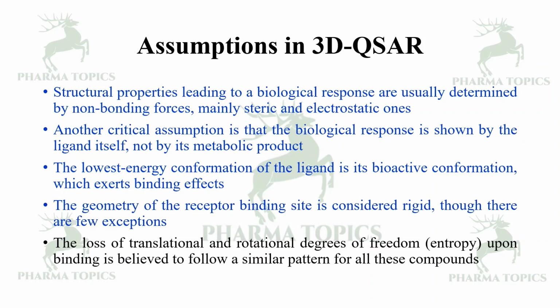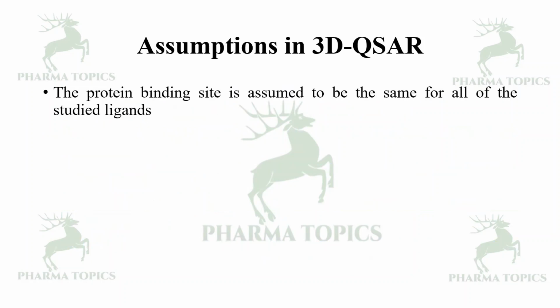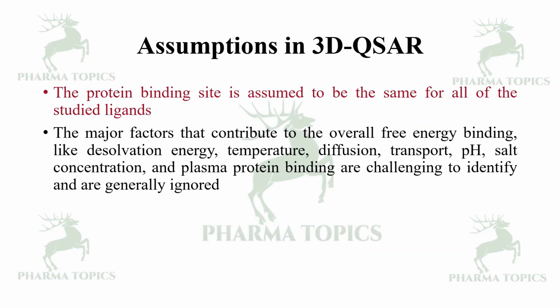The loss of translational and rotational degrees of freedom, that is entropy, upon binding is believed to follow a similar pattern for all the compounds. The protein binding site is assumed to be the same for all the studied ligands. The major factors which contribute to overall free binding energy, like desolvation energy, temperature, diffusion, pH, salt concentration, and plasma protein binding, are challenging to identify and generally ignored.